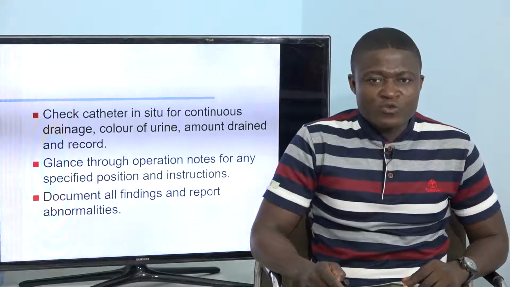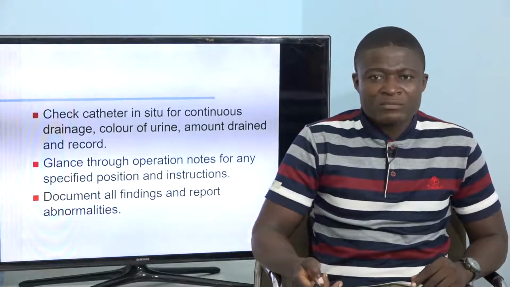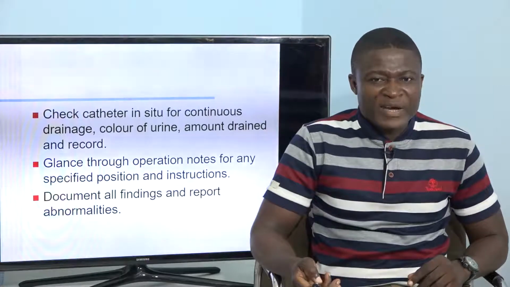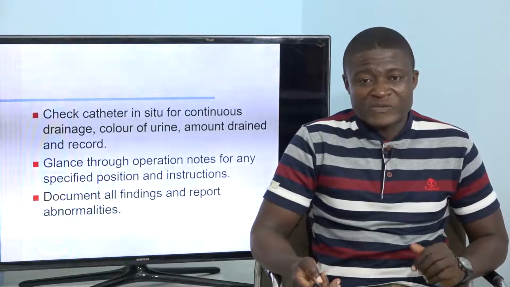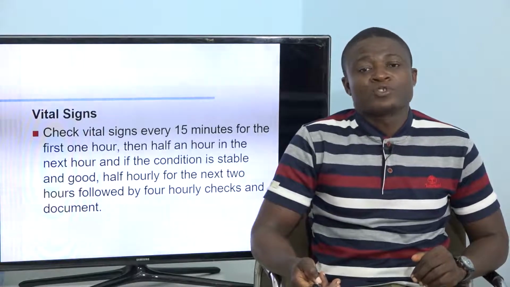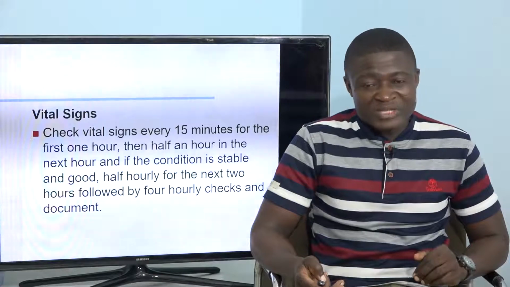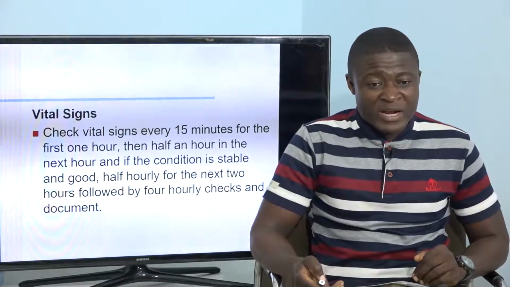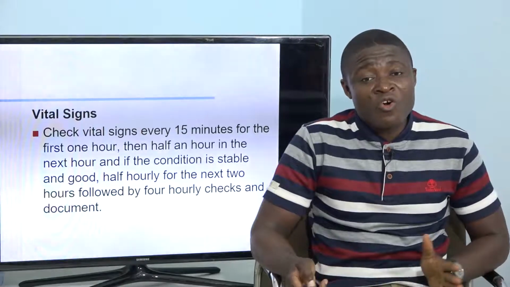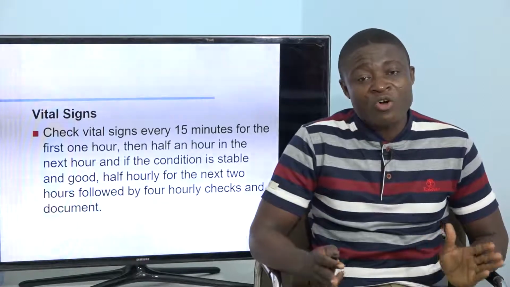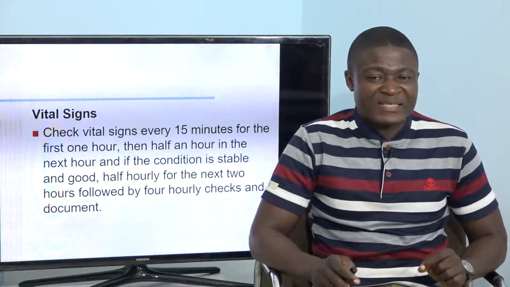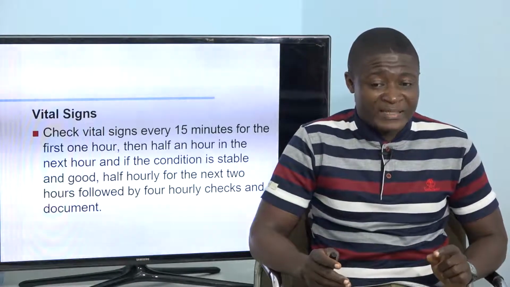Check catheter in situ for continuous drainage, color of urine, amount drained, and record. Glance through operation notes for any specified position and instructions. Document all findings and report abnormalities. So all that are the observations you are supposed to be making. And like I told you earlier on, I keep repeating, we are doing this because it is common in all the observations that you make. They are the same thing in all conditions, in all surgical operations, unless certain basic specifics depending on the type of condition may differ a little.